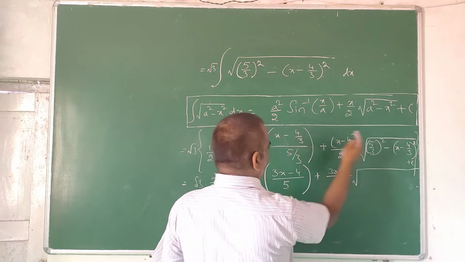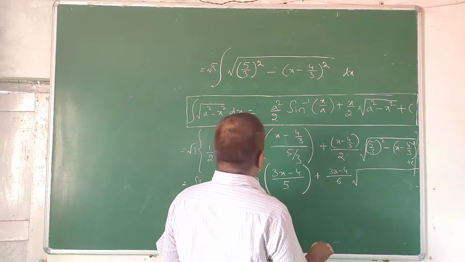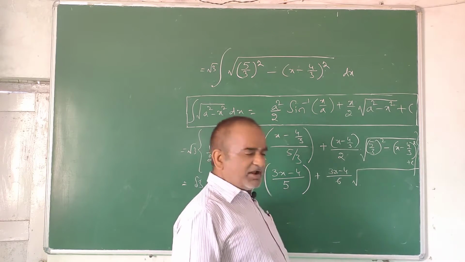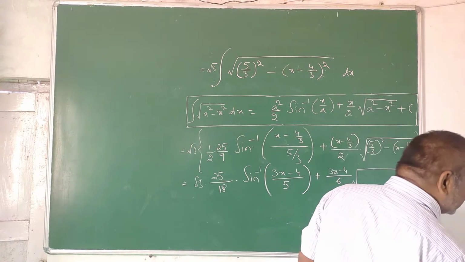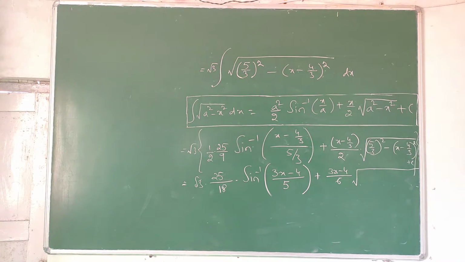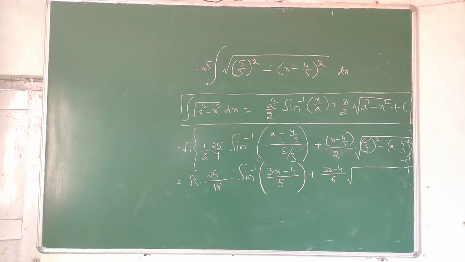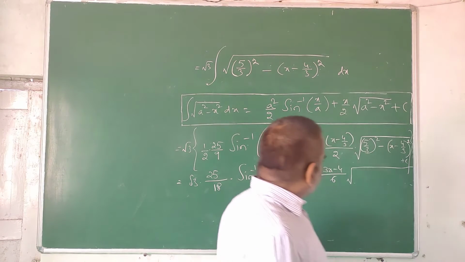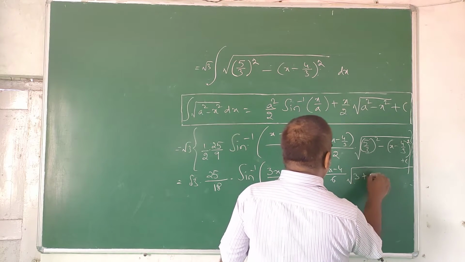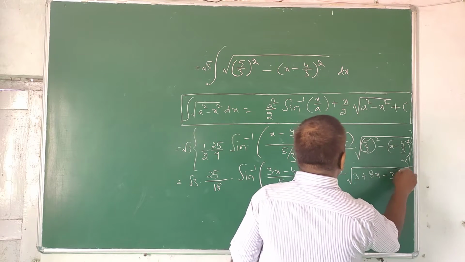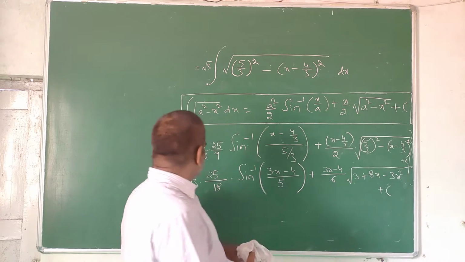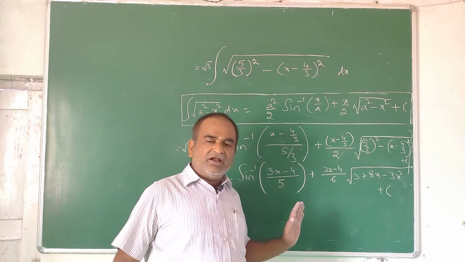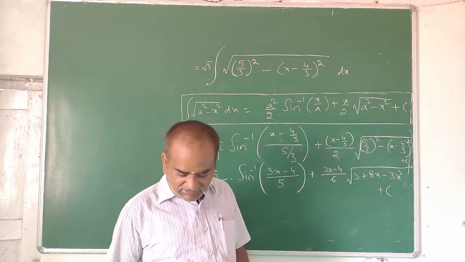when 3 is multiplied under the square root sign, it is nothing but the given expression, right? Isn't it? What is the given expression? The given expression is 3 plus 8x minus 3x square, isn't it? Plus c. That's all. So this is the answer. Understood? Now let us go to another question.